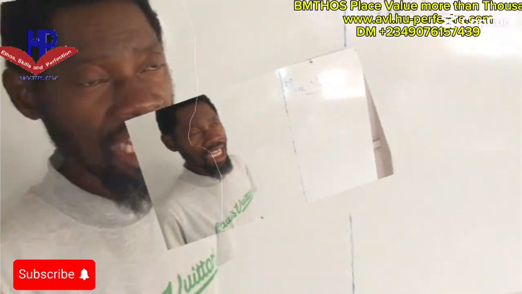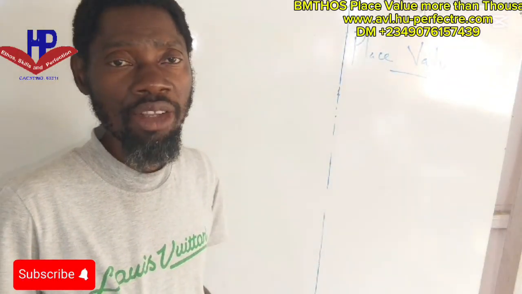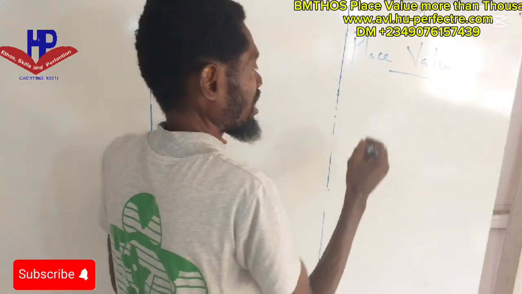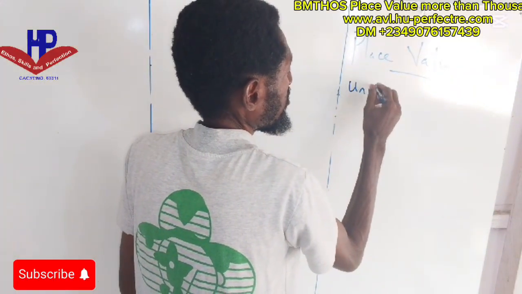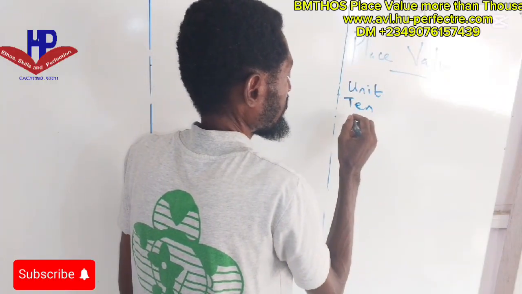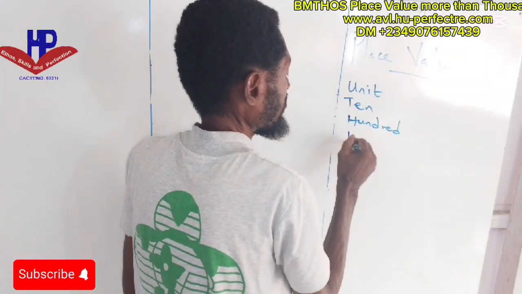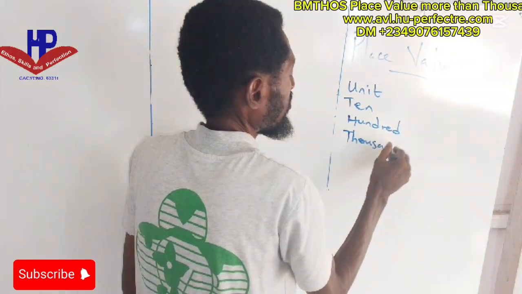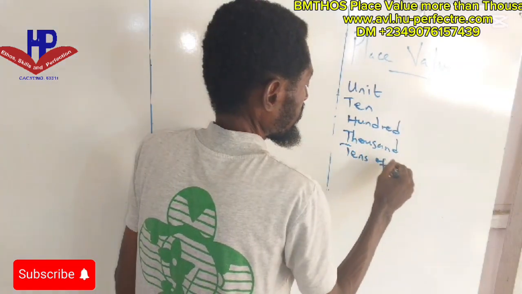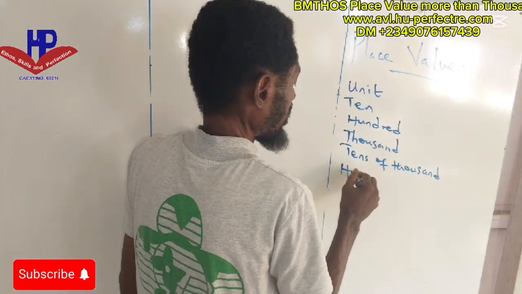Hello everyone, let's look at the place values of numbers that are more than 1,000. Do not forget your first place value is unit. After that is 10. After that, 100. After that, 1,000. After that, tens of thousands. After that, hundred of thousand.